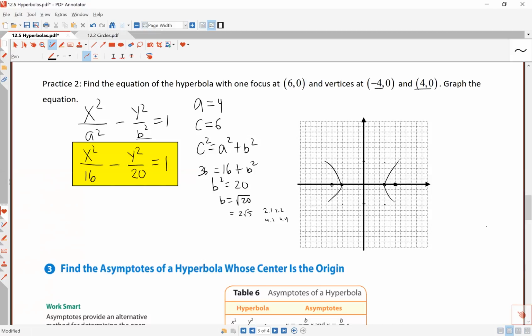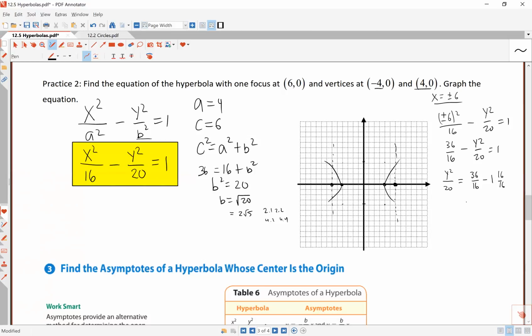Now to finish off the graph, we just need to know the proper opening. So we look at this vertical line through the foci, which happens at x equal to plus or minus 6. Plug that in: plus or minus 6 squared over 16 minus y squared over 20 equals 1, and that's 36 over 16 minus y squared over 20 equals 1. Adding y squared over 20 to both sides and subtracting 1 from both sides.